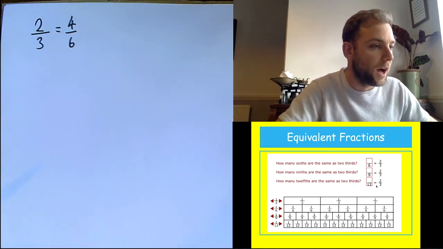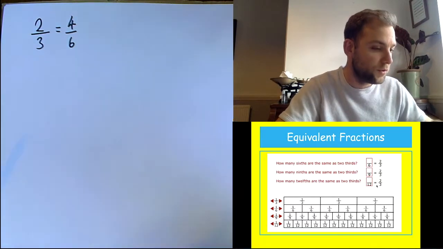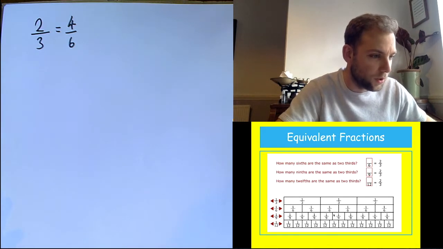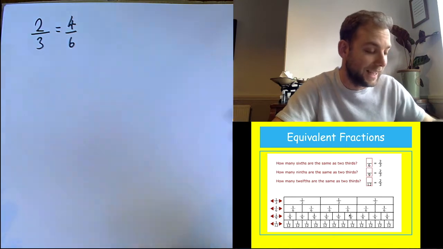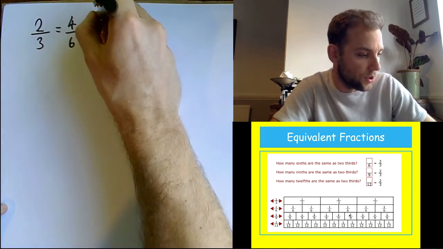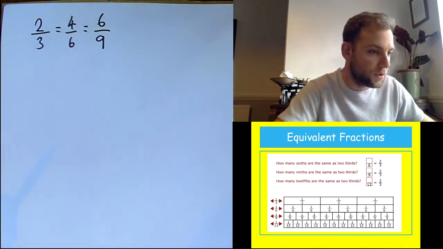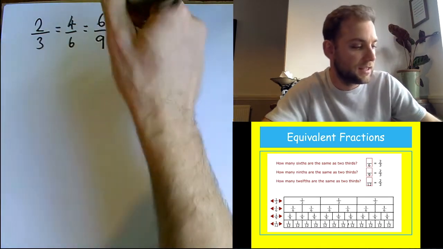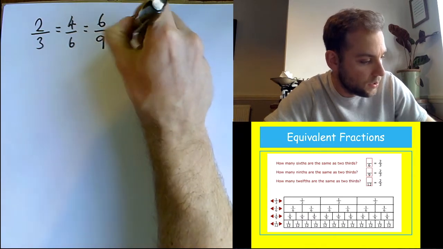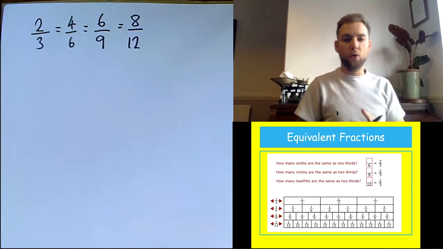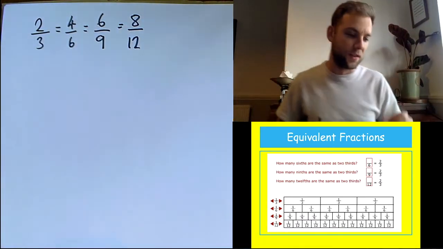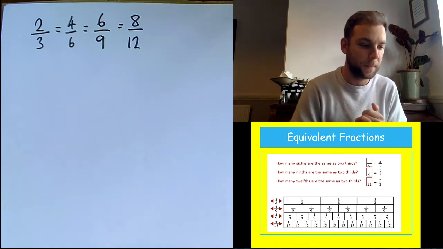So here, what else have we got? How many 9ths are the same as 2/3? So exactly the same one. How many 9ths have we got here? So here we've got 1, 2, 3, 4, 5, 6. So this is also equal to 6/9. And how many 12ths are in this? Well, in this question, we've got 1, 2, 3, 4, 5, 6, 7, 8 twelfths. So this is the same as 8/12. And all of these, although the numbers are different, they are equivalent. They're exactly the same. Okay.